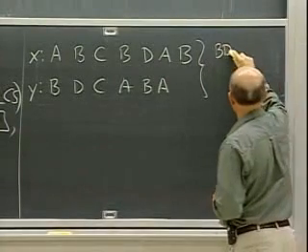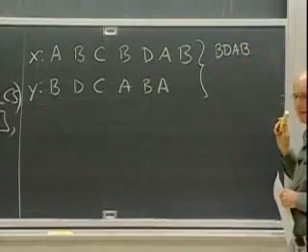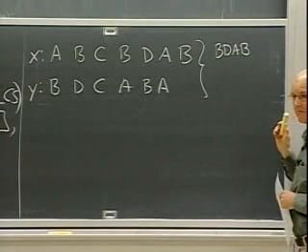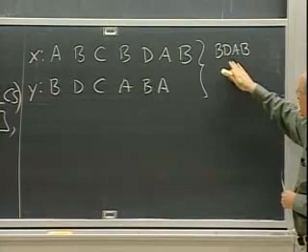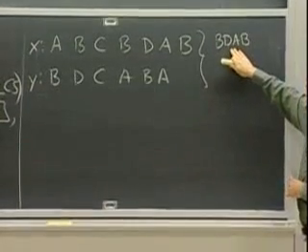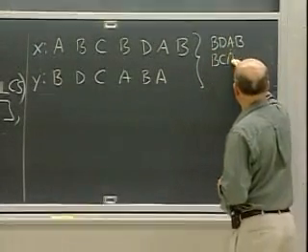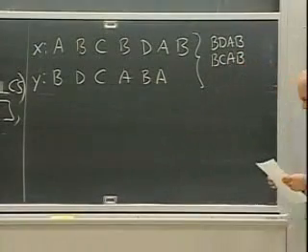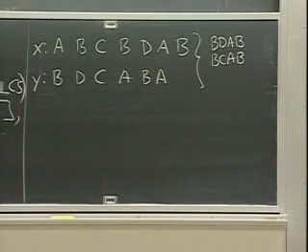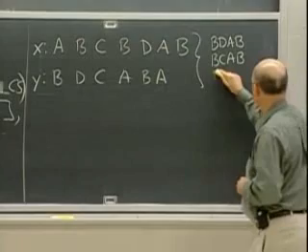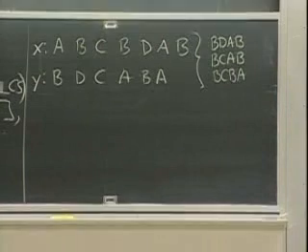BDAB. That's the longest one. Is there another one of the same length? You can only get one letter A because there's only one A in the top. Is there another one that ties? BCAB. Another one? BCBA. Yeah, there are a bunch of them, all of length 4. There isn't one of length 5.